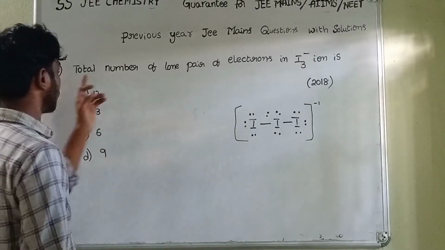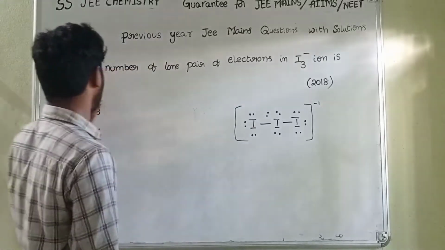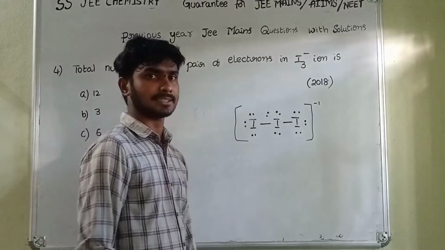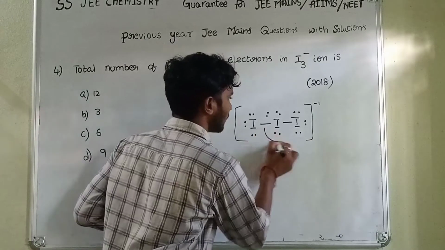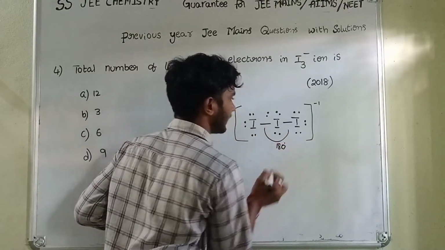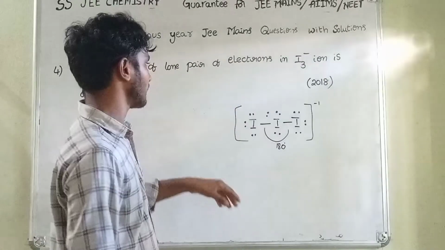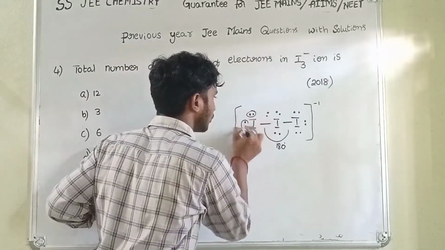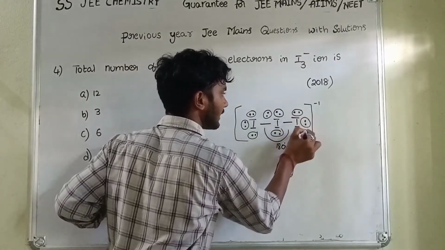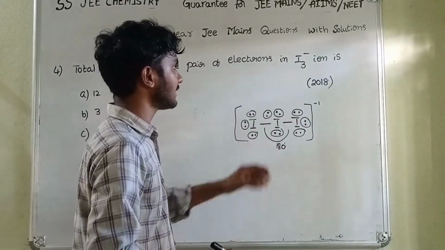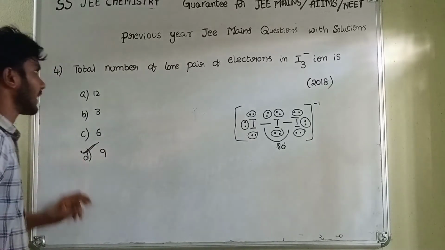Next, fourth question. Total number of lone pairs of electrons in I3 minus ion is. This is the I3 minus structure. The bond angle is 180 degrees and the shape is linear. Now they are asking about lone pairs. Count: 1, 2, 3, 4, 5, 6, 7, 8, 9. So in I3 minus, a total of 9 lone pairs of electrons are there. So option D is the correct answer.